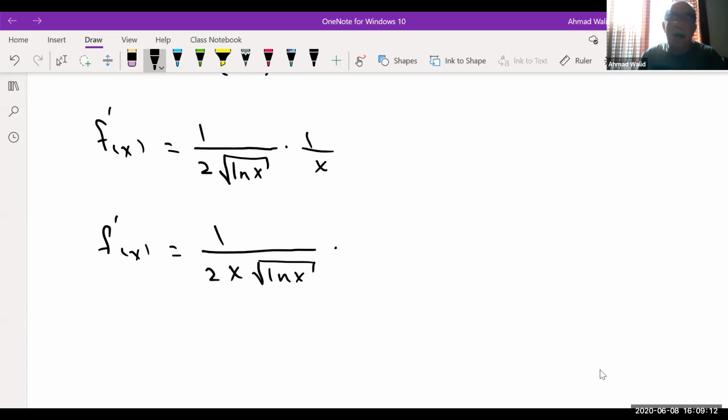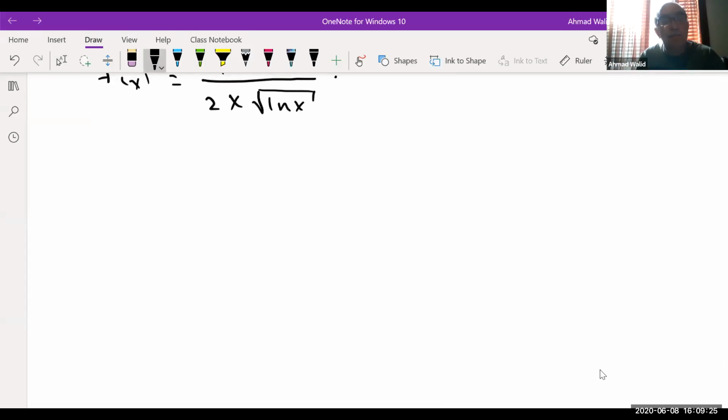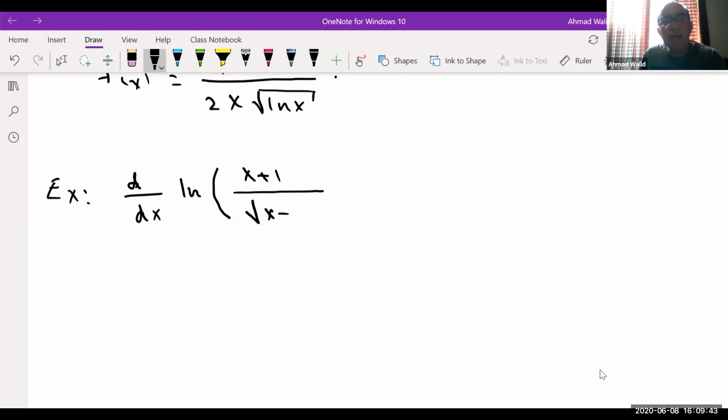Correct? I used in this problem the chain rule plus the derivative of logarithmic function, or the derivative of ln x. Another example. I'll do different examples for you. D over dx of ln x plus 1 over square root of x minus 2.